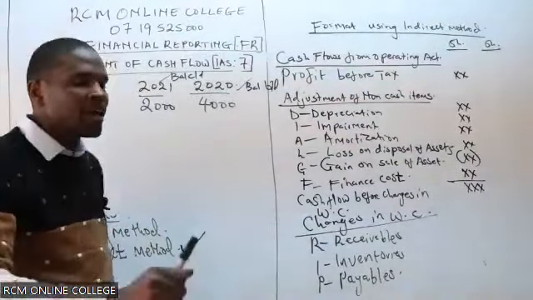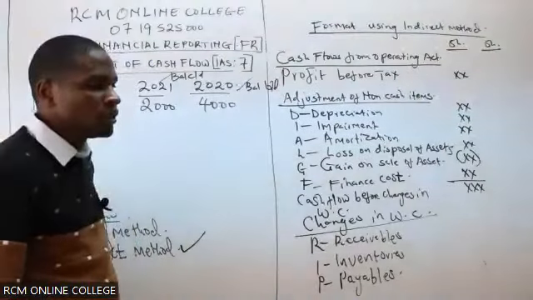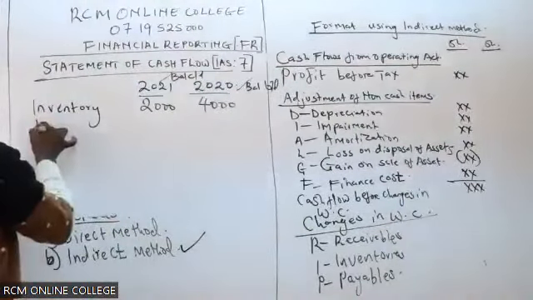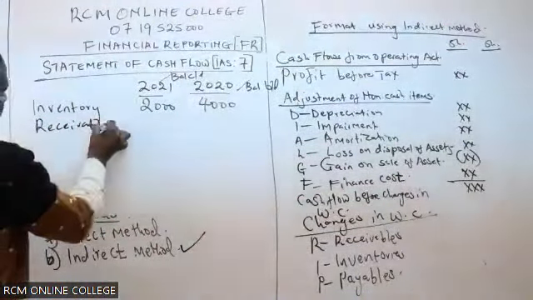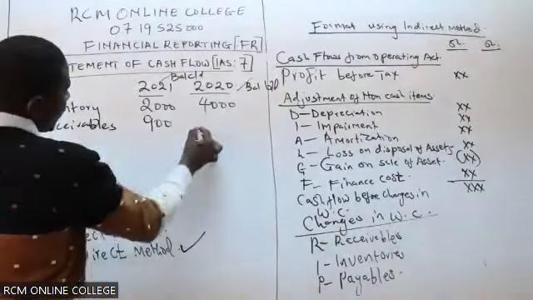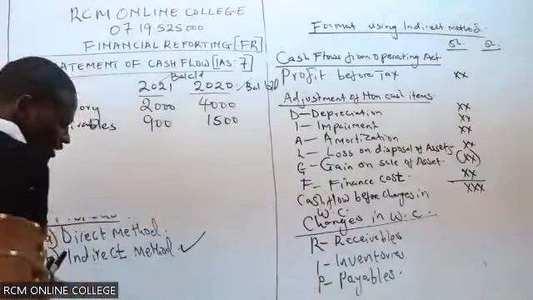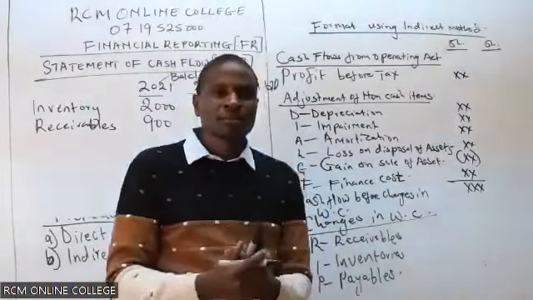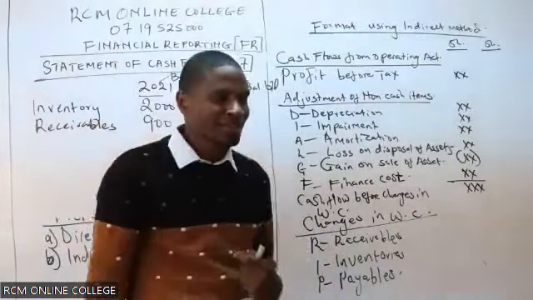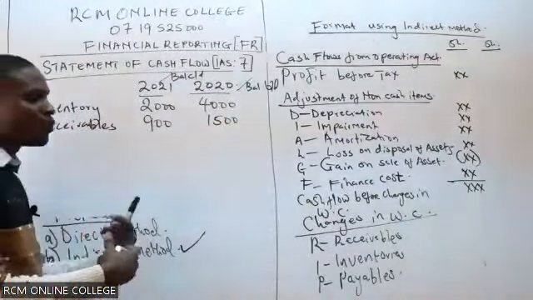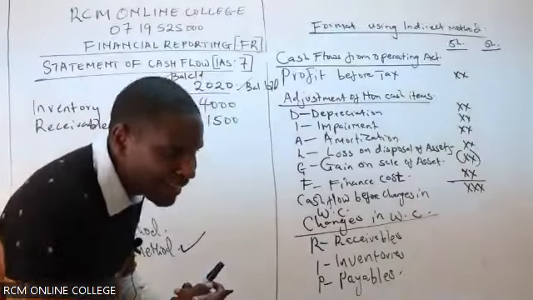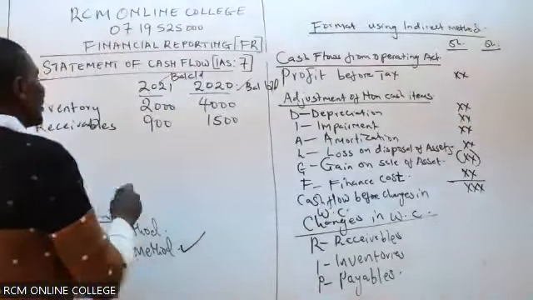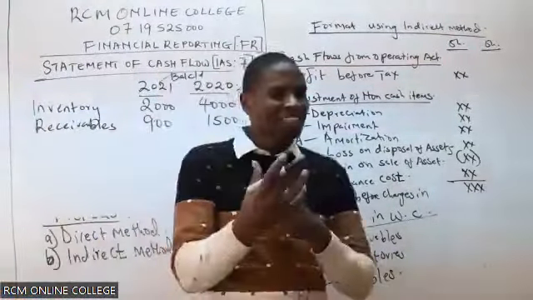Nehemia, our good friend, tells us that these people sold some inventory. We go to the other one. We have receivables. Here the receivable was 900, and here it is 1,500. What happened to the receivable? Those who owed us, did they pay us or did we lend to more people? That is what you ask yourself. Did they pay us or did we add? They paid us. Thank you. They paid us. Good.